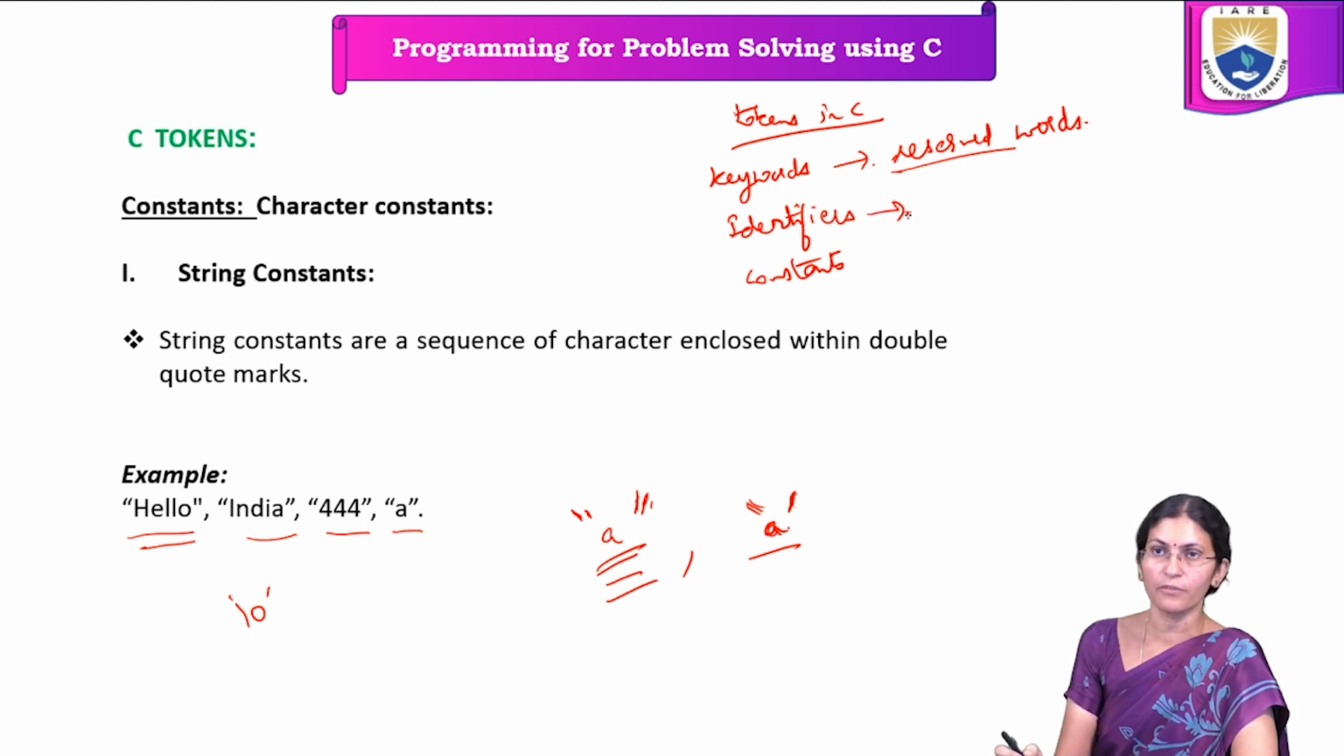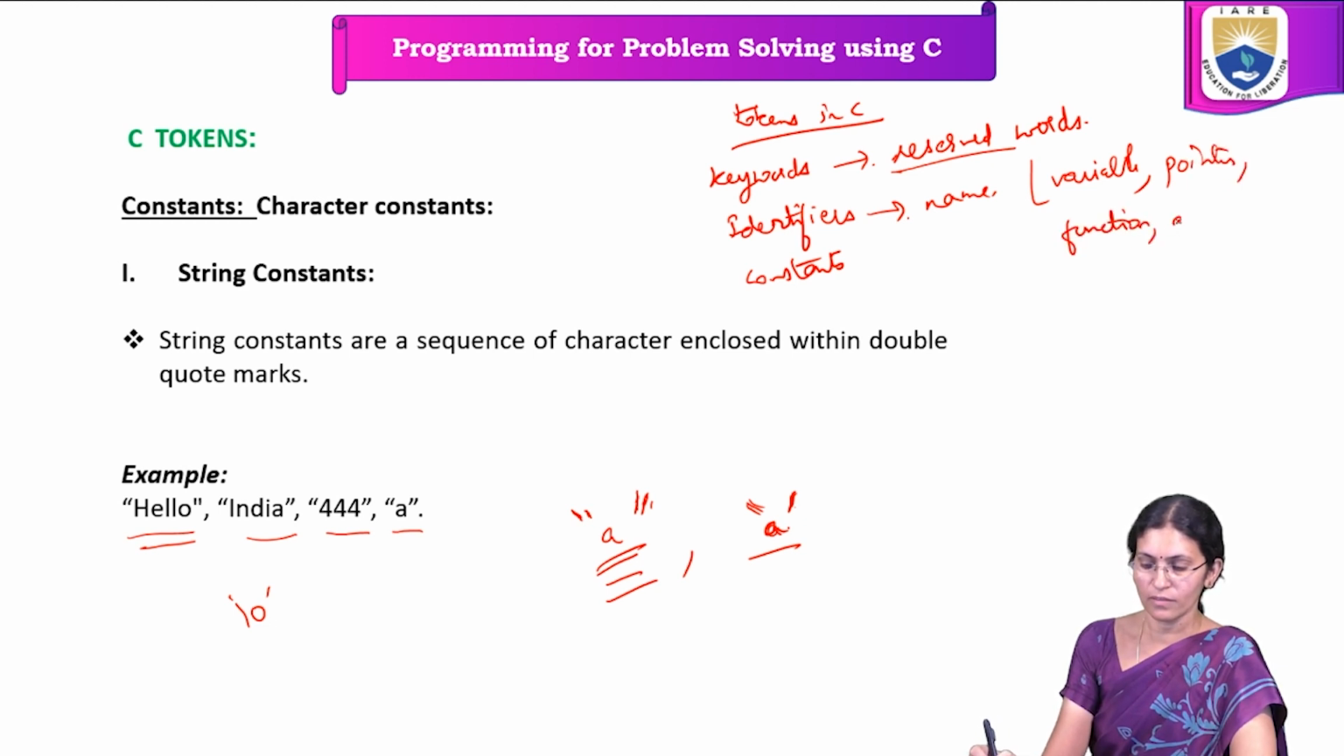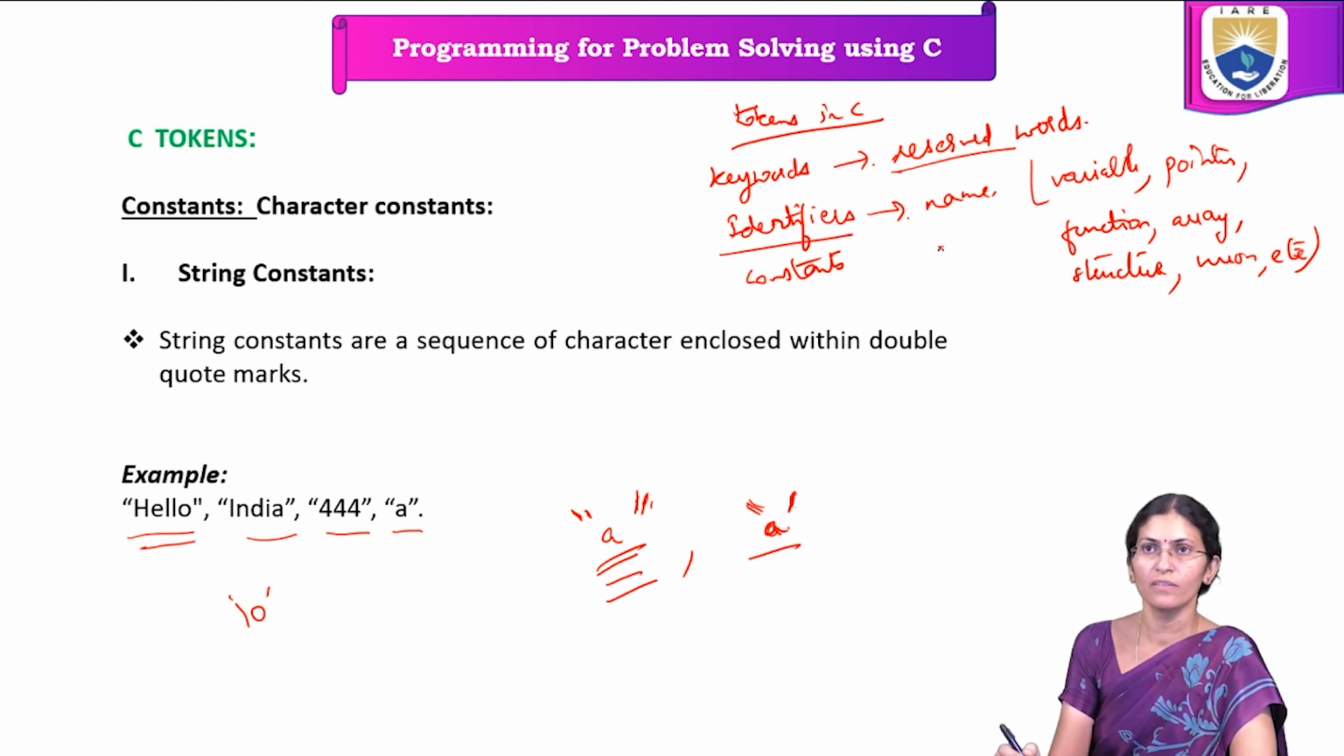Next is identifier. An identifier is nothing but the name of an entity. That entity can be a variable, a pointer, a function, an array, a structure, a union, etc. All of these come under identifiers. We have also seen the different rules to be followed for constructing an identifier.